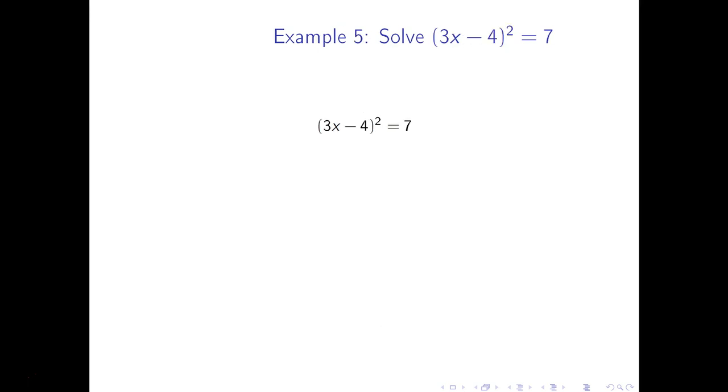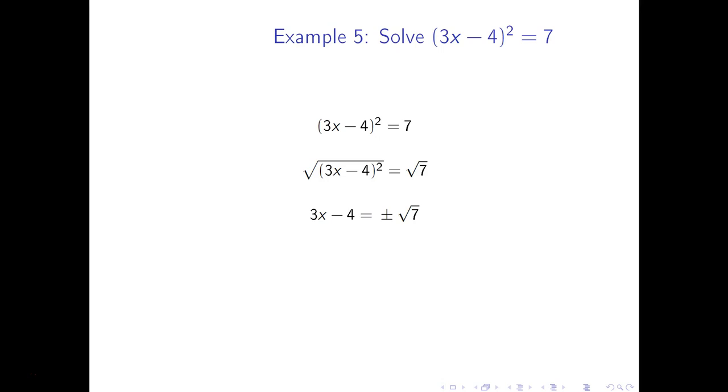Now I've got a whole quantity being squared. But notice what's being squared is still isolated on one side. That's what we like. So I can actually square root both sides. And that will give me 3x minus 4, because the square root and the square of a quantity cancel out. And it gives me plus or minus the square root of 7. Well, that I can't simplify. 7 is a perfect square. Oh, sorry, not a perfect square, it's a prime number.